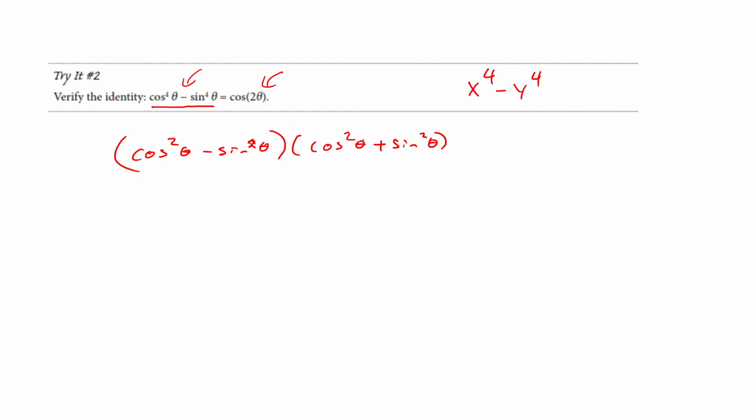Now, I look at this and I say, wait a minute, that's the Pythagorean identity, and so it's 1. This is all just the number 1. So if I substitute in a 1, it just all drops out, and I'm left with cosine squared of theta minus sine squared of theta. And if you go back, this is the very same thing as cosine of 2 theta. And we're there.